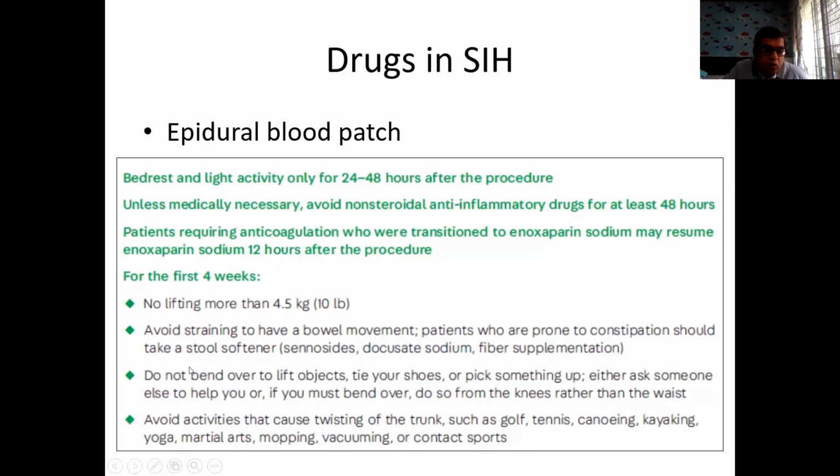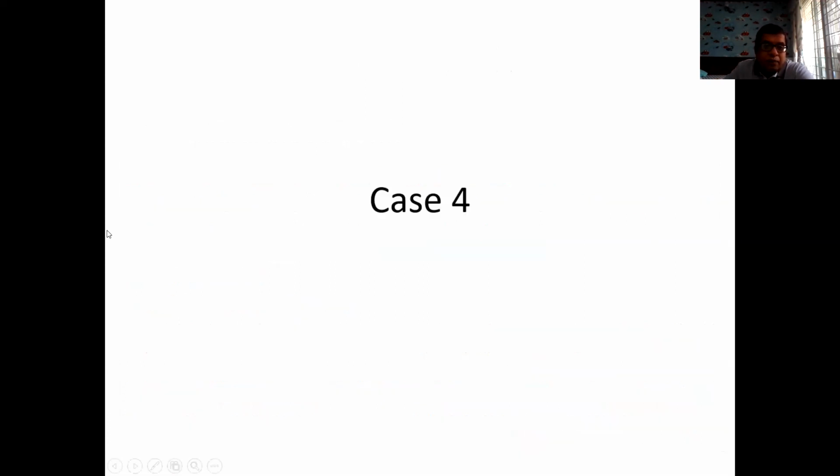And the patient should not bend to lift objects. If you have to bend down, use your knees rather than bending at your waist. And then, of course, avoid activities where there will be twisting of the trunk. So one has to avoid these things. These are important things after epidural blood patch. So spontaneous intracranial hypotension is a fairly common condition. One has to remember this, because the treatment options are totally different compared to our standard treatment of other headaches.